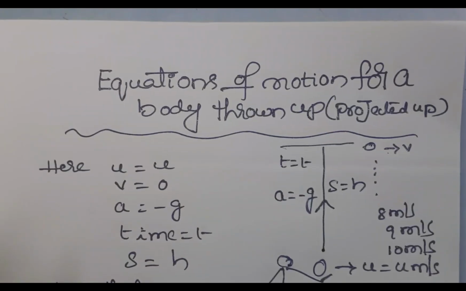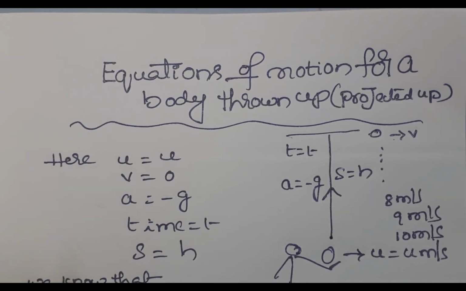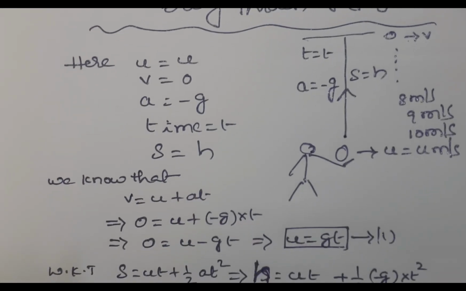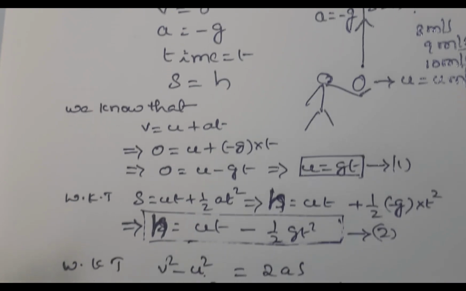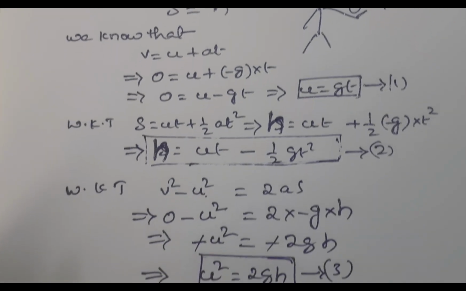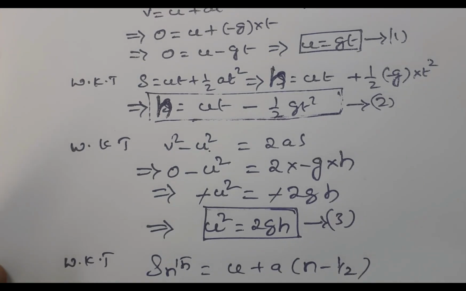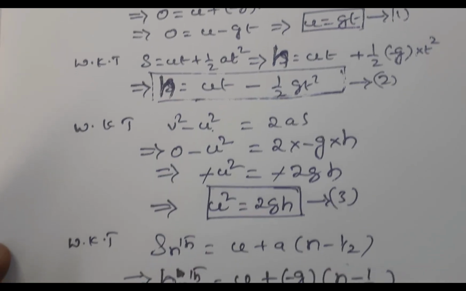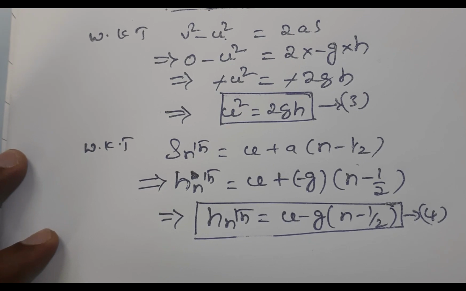You can see them again from top to bottom clearly. It is the first equation. It is the second equation, h is equal to ut minus half gt square. It is the third equation, and this is the fourth equation.